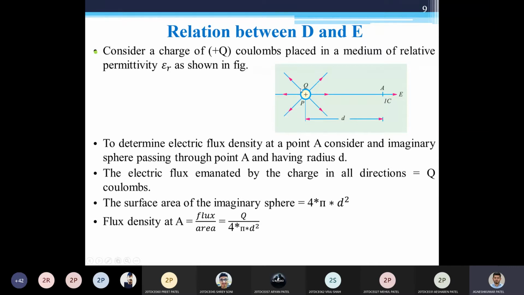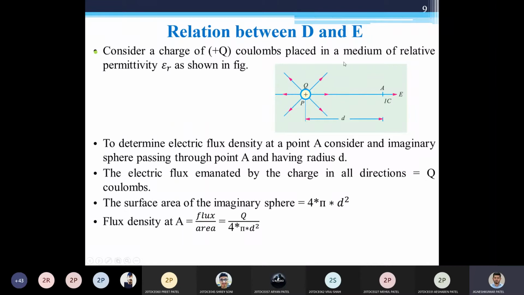We assumed a charge q at some location P, and at a distance d from this charge q, a 1 coulomb or unit charge is present at point A. First, I have to find the flux density at this point A. To find it, I assume a hollow sphere, and then I can find the flux density on the surface of the sphere. It would be flux divided by area. What is the flux in our case? The q coulomb charge will produce q coulomb of flux, so the flux value is directly q.